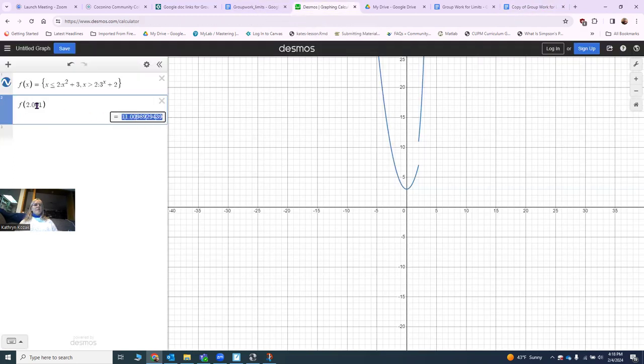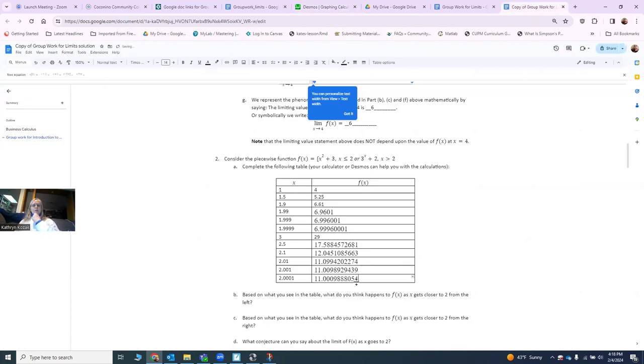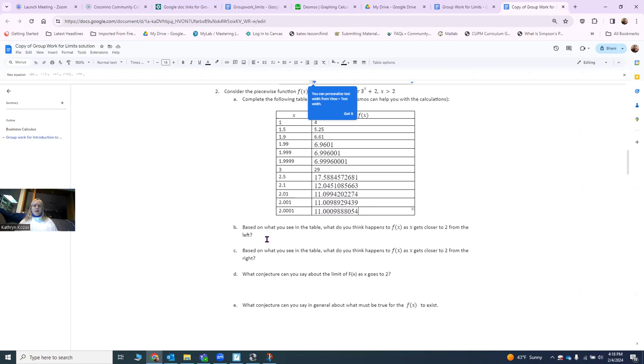And then 2.0001, we get again really close to 11. So we notice we're getting from 29 to 17 to 12 to 11.09 to 11.009 to 11.0009. So it looks like we're slowly getting to the number 11. So as you come from the left, we look like we're getting closer and closer to the number 7. And coming from the right, it looks like we're getting closer and closer to the number 11.